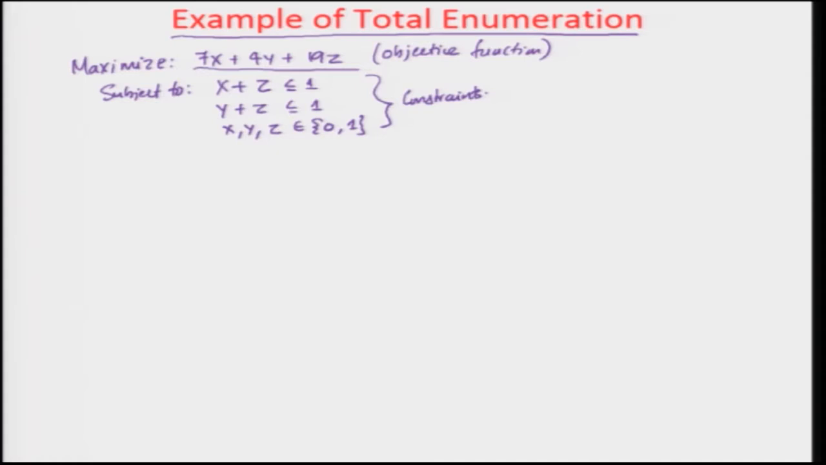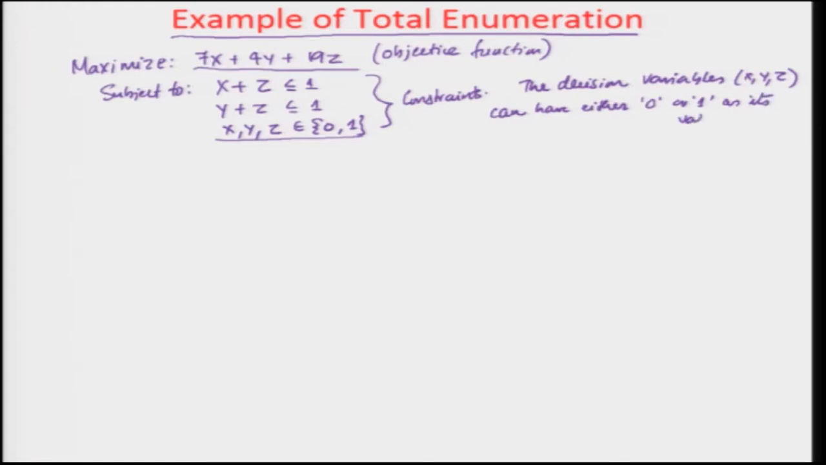The most important thing you should understand is that x, y and z, the decision variables, the variables on which you can take decisions, can have either 0 or 1 as their values. You can have only either 0 or 1 in this particular case for the decision variables x, y and z.